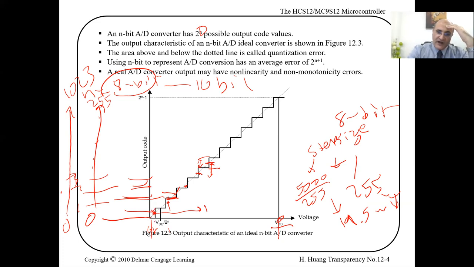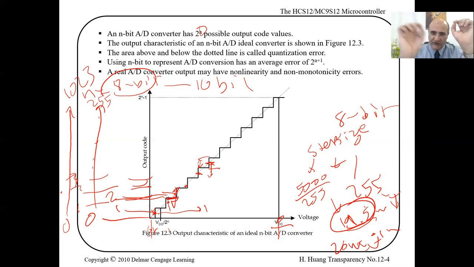Okay. What if I read a 19.5 millivolt? It's going to be also a one. Yani a 0.1 millivolt is going to be a one. A 19.5 will be a one. Okay. What's going to be the two? Anything above 20 millivolts will be a two. 20.2 will be a two. Okay, so what is the error? The error is the step size minus point something.